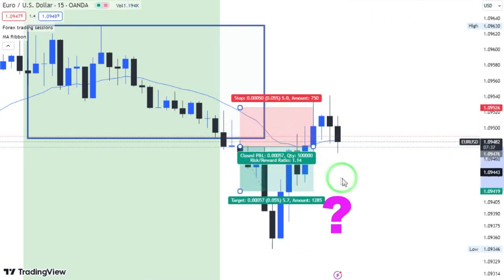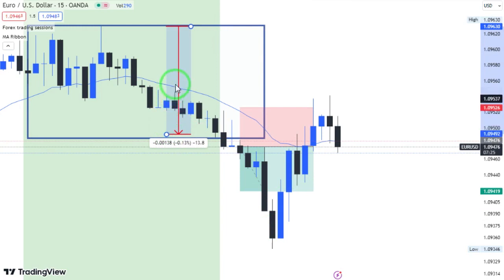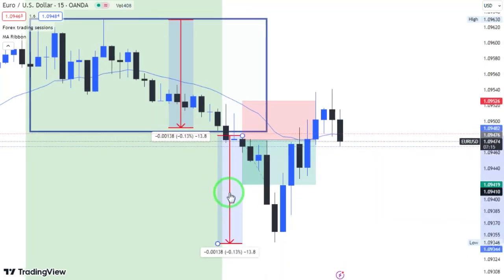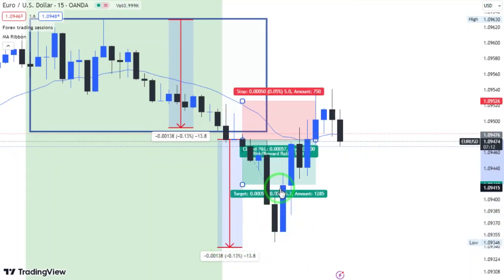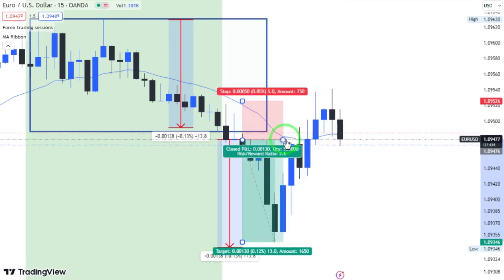Where do we set the profit limit? Height of trading range. I copy this height and set TP for the measured move of the TR. You see the risk to reward ratio is 2.6.